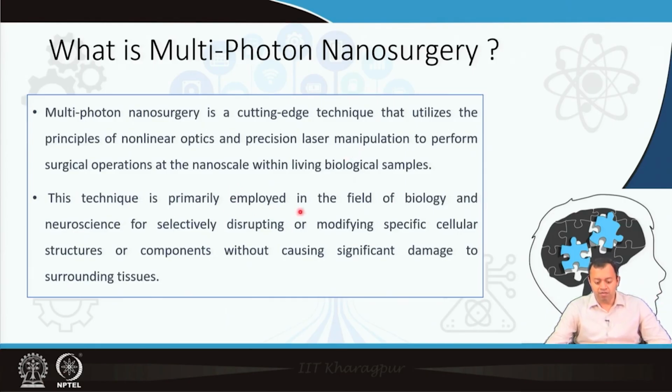This technique is primarily employed in the field of biology and neuroscience for selective disruption or modifying specific cellular structure or components without causing significant damage to surrounding tissue. Selectivity. Selectivity is the key word here. Either you disrupt, you burn it off, or you modify. Now, you might ask how it is going to get modified. So, the process is pretty simple.